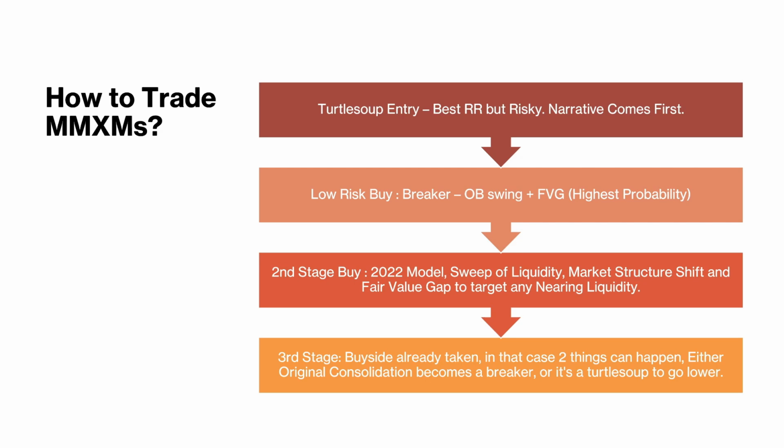So how do you trade MMXMs? You can have a turtle soup entry, which has the best risk to reward, but it is riskier. You need to have certain key levels marked out before you enter. Narrative is very important for this as well. Then you have the low risk buy, which is a breaker or an order block swing plus FVG. That gives you the highest probability. Then you have the second stage buy, which is a 2022 model, which is a sweep of liquidity, market structure shift, and a fair value gap to target any nearing liquidity. In this case, it can be the original consolidation as well. Then you have the third stage, buy side already taken. In that case, two things can happen: either the original consolidation becomes a breaker, or else it is a turtle soup to go lower. It really depends on context and narrative. Just make sure to remember that.